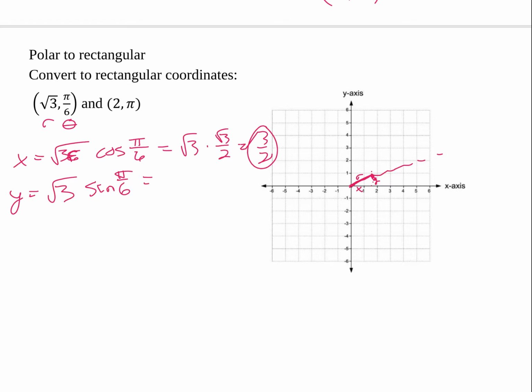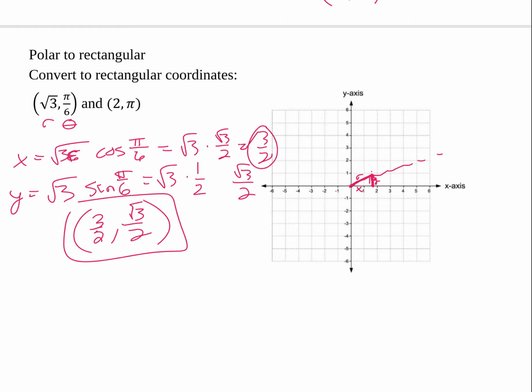Now, for the y coordinate, we have the square root of 3 times sine pi over 6. So pi over 6 gives me y. The y side is going to be the short side, and that's just half of the radius, which is, in this case, oh, actually it doesn't matter. It just winds up being 1/2. So we have square root of 3 times 1/2. So that makes root 3 over 2. So now we can write our ordered pair. It is the x coordinate, 3 halves, comma, the y coordinate, square root 3 over 2. And that's my answer.